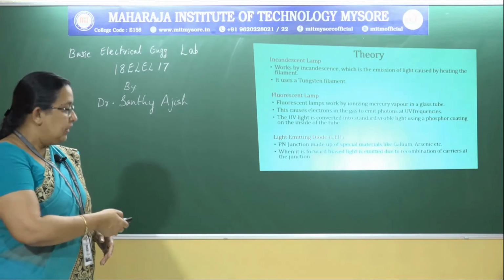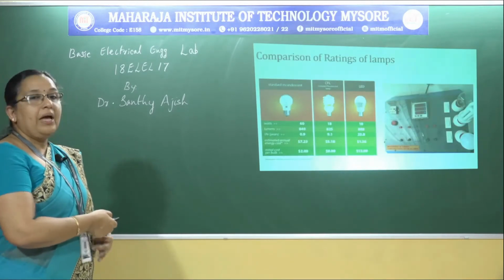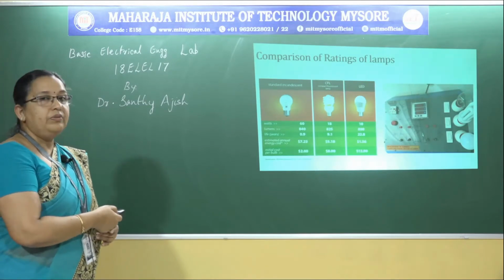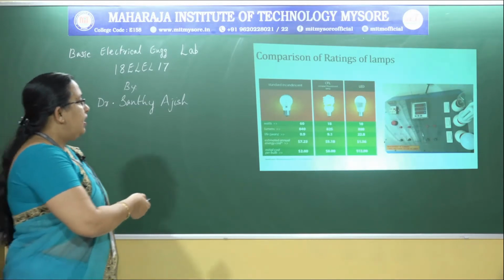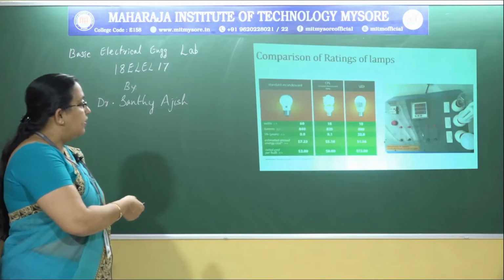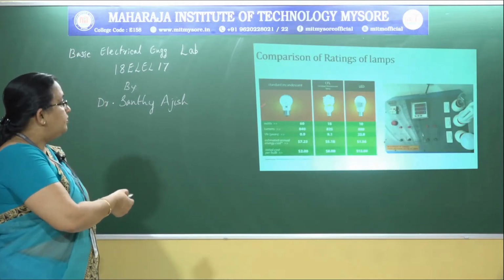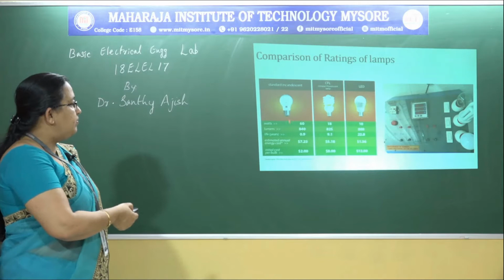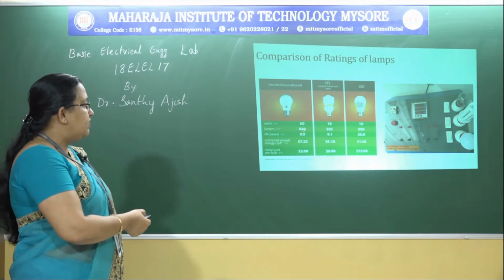Now we will have a comparison of the different ratings of these lamps. So here you can see this is the incandescent bulb, which we call, say, for a wattage of 60.